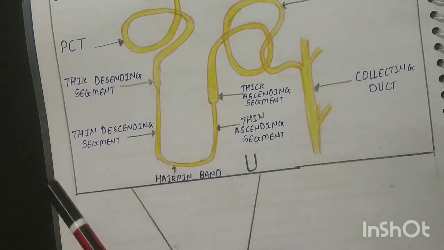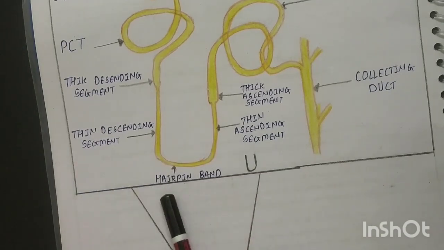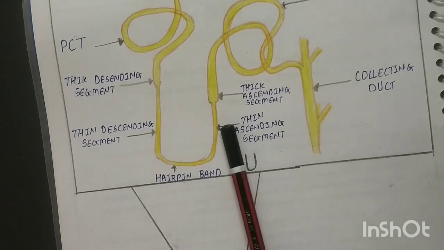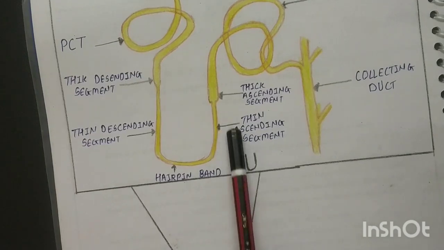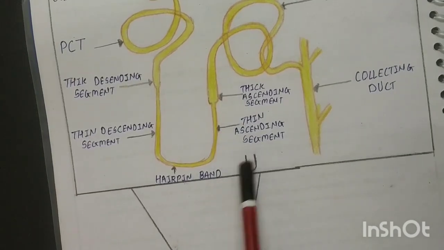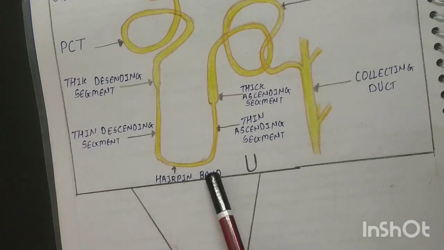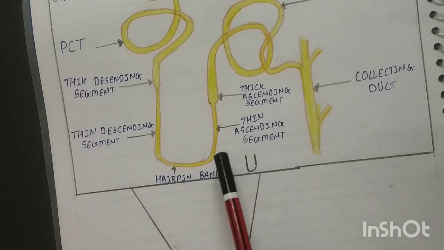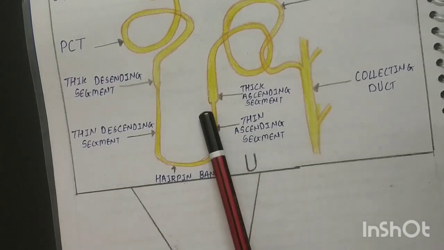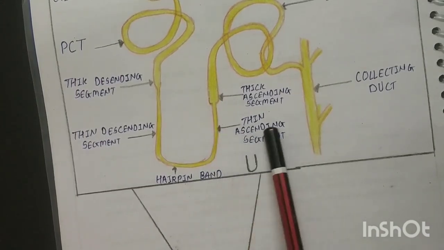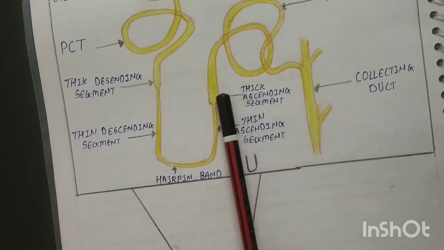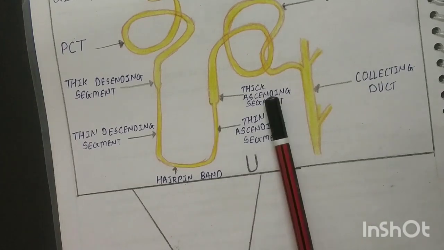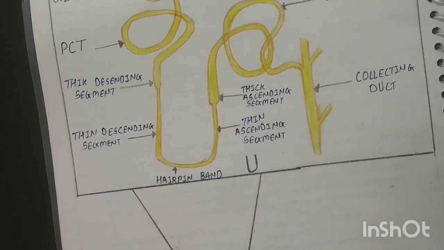Then another part is the U-shaped part, which is the second part of the loop of Henle, named the hairpin bend. And let's see the third part. The third part of the loop of Henle is another straight line of the loop, but it goes upward. That's why these two segments are named the ascending segments. The first segment is thin, that's why it is named the thin ascending segment, and the second one is thick, which is named the thick ascending segment.